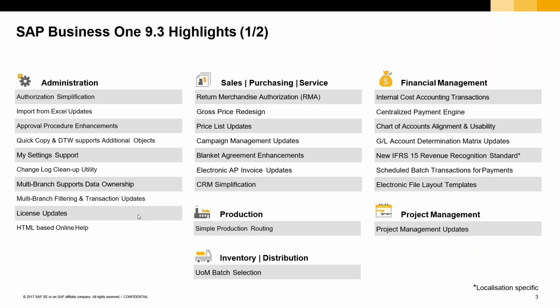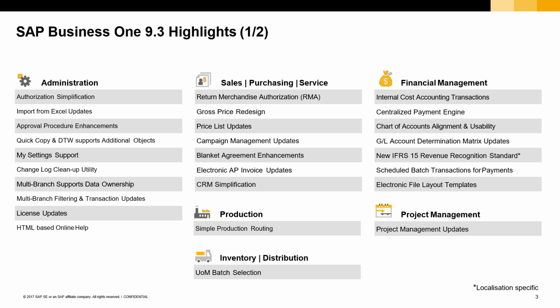So go back here. Under administration, we will talk about the authorization simplification and the features that are included in the version, from importing from Excel, approval enhancement, settings, the multi-branch data ownership, license update, and the HTML-based online help. Under sales, we have a new big feature, which is a return request. On sales, we have the CRM simplification, and we have the price list and gross price redesign.